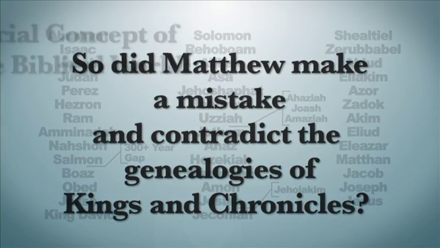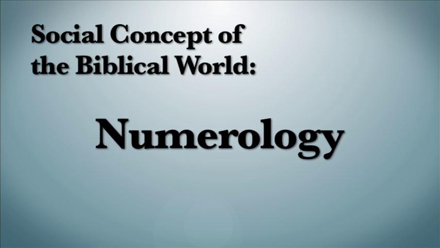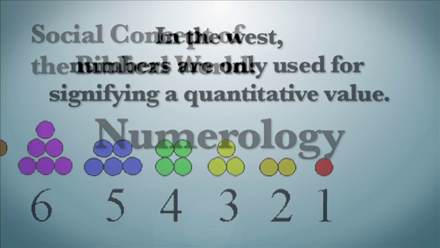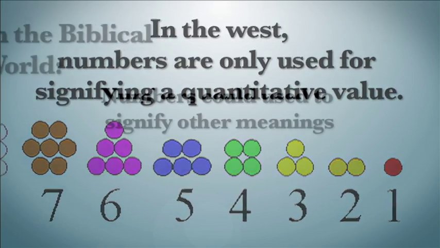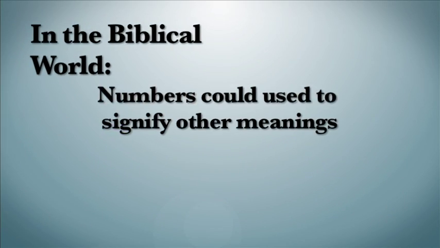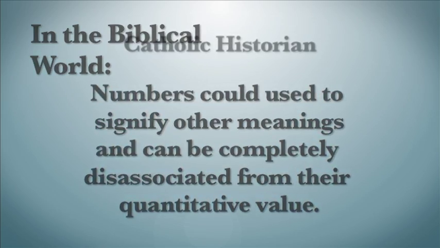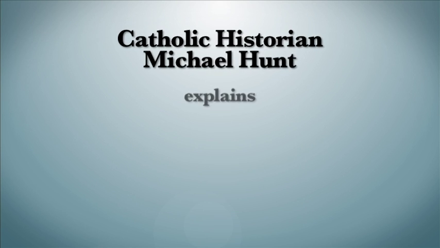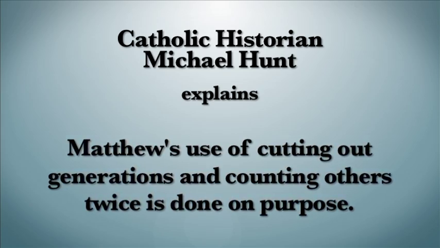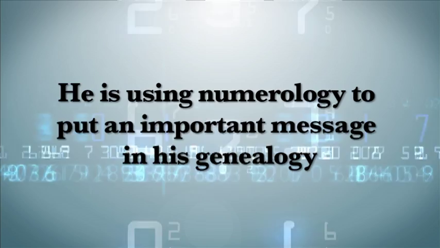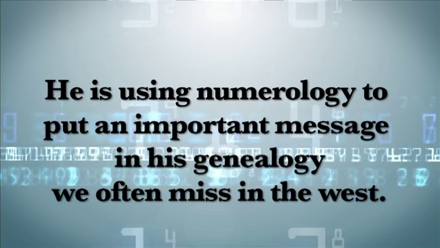Well, this can be resolved by looking at a social concept of the biblical world with regards to numerology. In the modern West, numbers are only used for signifying a quantitative value, but in the biblical world, numbers could be used to signify other meanings, and can be completely disassociated from their quantitative value. The Catholic historian Michael Hunt explains Matthew's use of cutting out generations and counting others twice is done on purpose because he is using numerology to put an important message in his genealogy we often miss in the West.